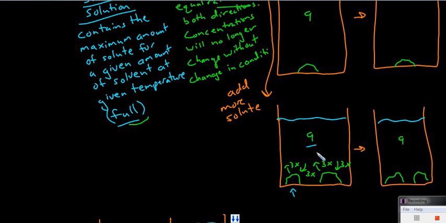So here in this moment we have 9 particles dissolved, and in the next moment there will be 9 particles dissolved. Even though we add more solute to the bottom, we cannot dissolve any more solute into the solution. We've reached the maximum amount of solute that we can dissolve in this solution. This solution is full with regard to this specific compound.